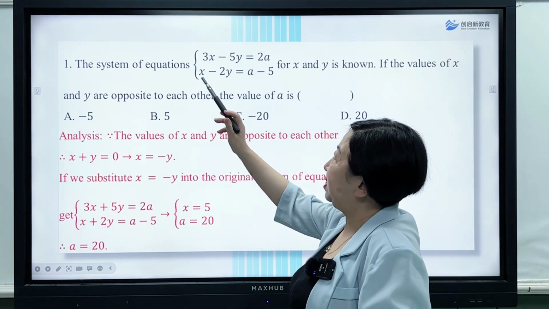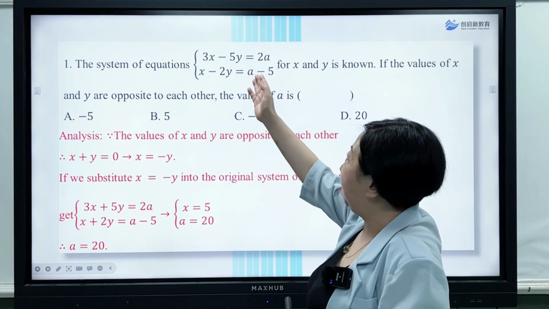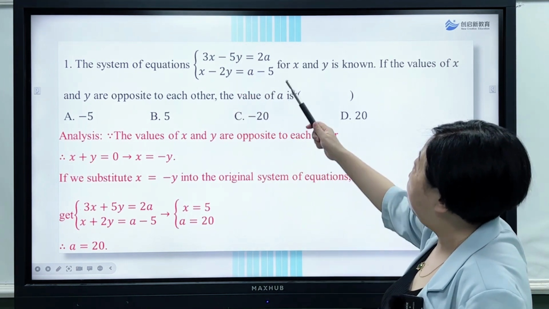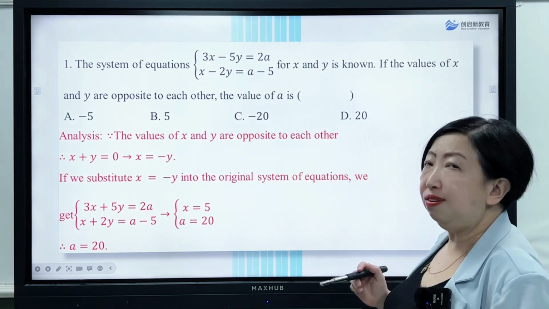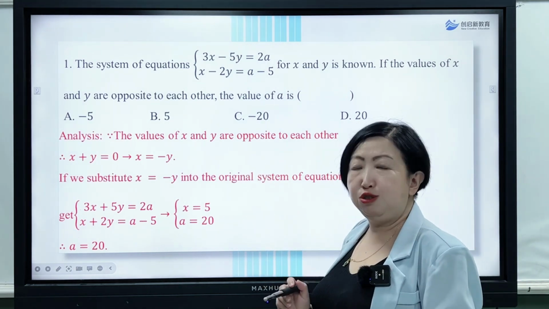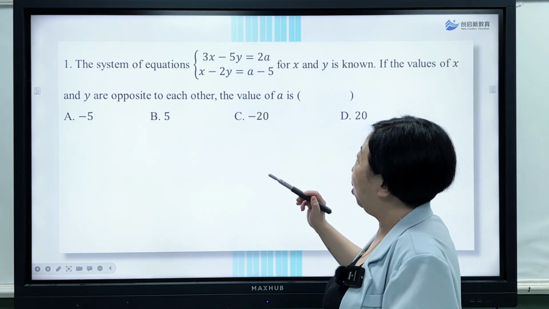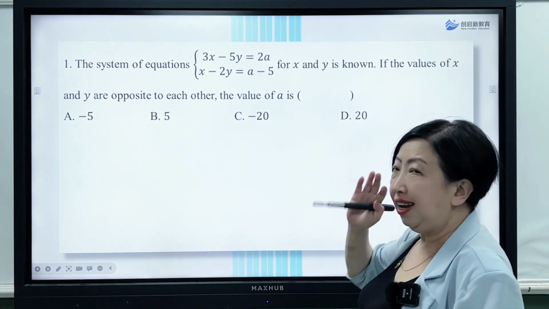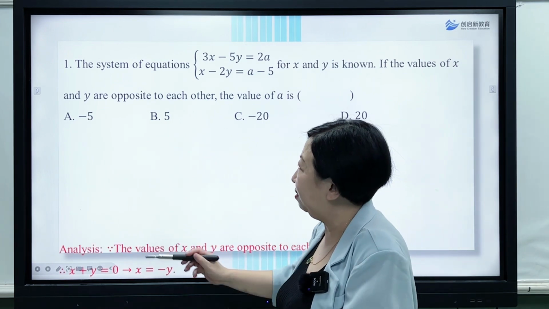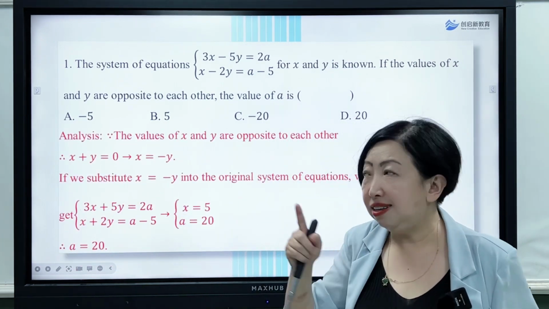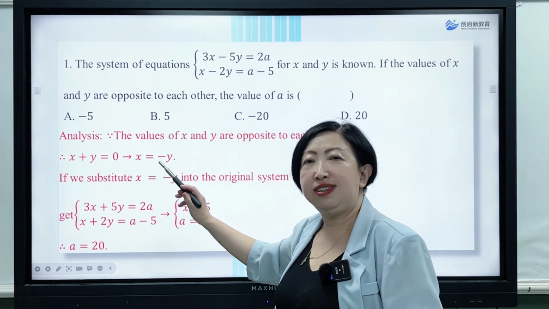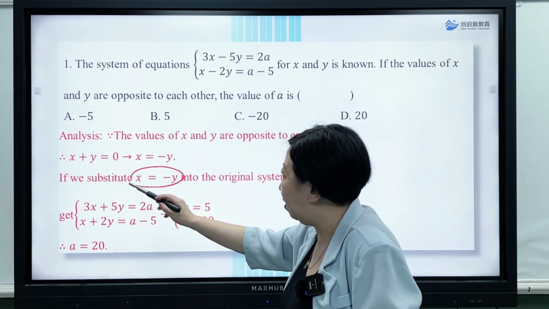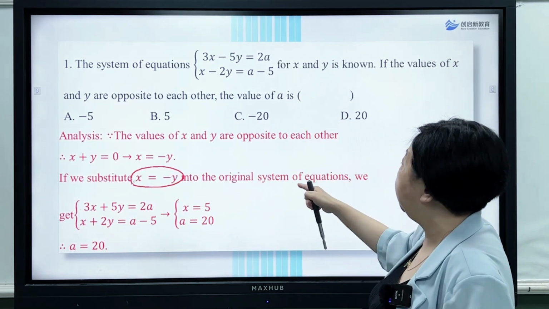The system of equations 3x minus 5y equals 2a and x minus 2y equals a minus 5, for x and y unknown, and the values of x and y are opposite to each other. The value of a is what? Okay, let's have a look. x and y are opposite, so we know x plus y is 0, so x equals negative y. So we can substitute x equals negative y into the original system of equations.